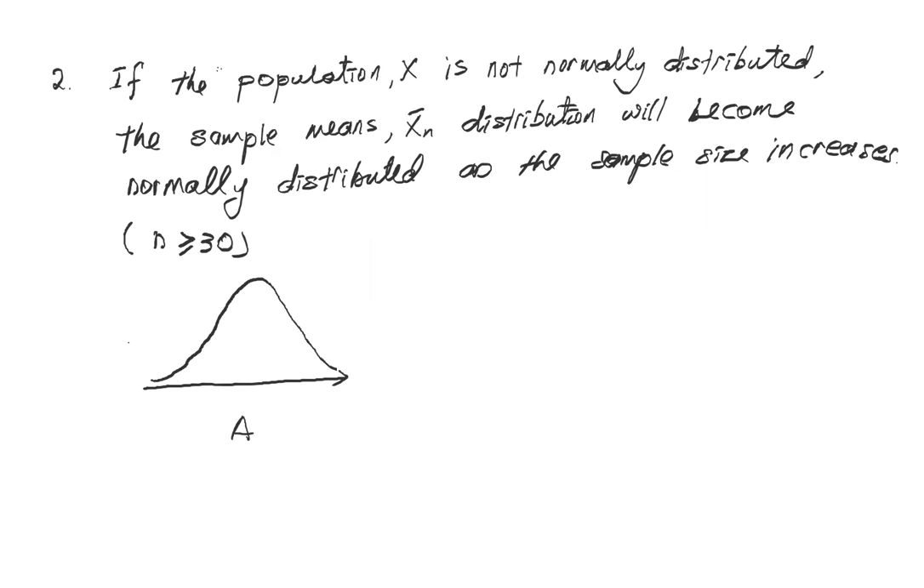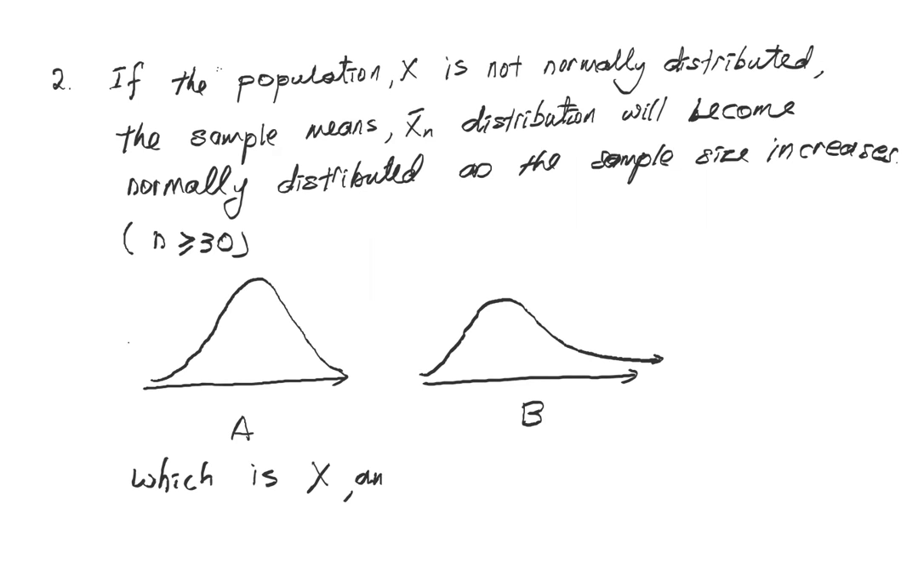I don't have to tell you the spread, okay? Which is X, and which is X bar 5. Why? Or I can put explain.